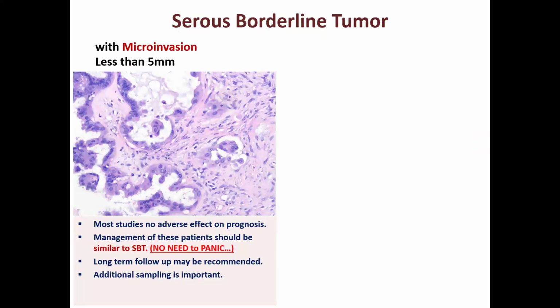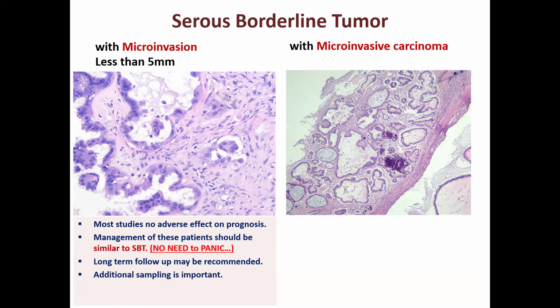Regarding microinvasion, this is a serous borderline tumor with microinvasion. Microinvasion means that there are small clusters of eosinophilic cells, measuring less than 5 millimeter. When we find this in a serous borderline tumor, we call it serous borderline tumor with microinvasion. Most studies showed no adverse effect on prognosis, and the management wouldn't differ from a serous borderline, so no need to panic when we see microinvasion. Long-term follow-up may be recommended, and thorough sampling is important to exclude something more like carcinoma.